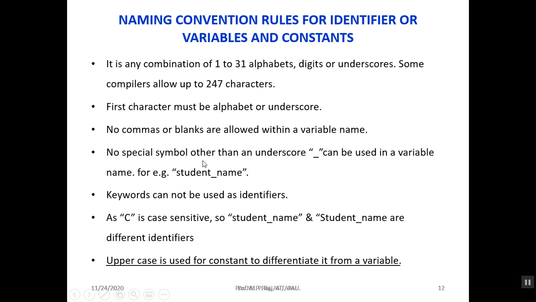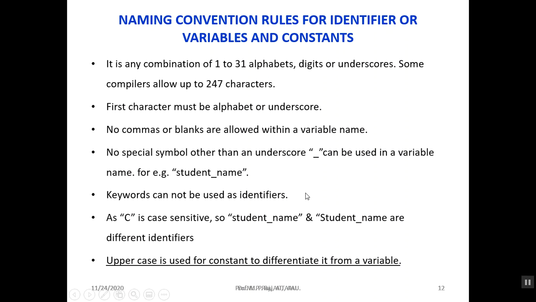We don't even use special symbols except underscore. And underscore can be used in a specific way, like student underscore name. If you want to use a space, then we can use underscore, or underscore is specifically used for indicating that it is a system variable or a specific variable which has some different functionality.